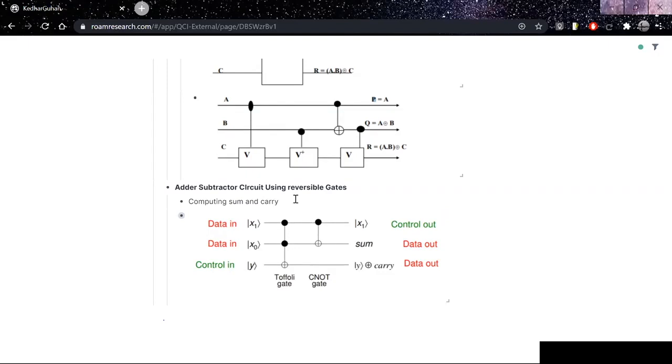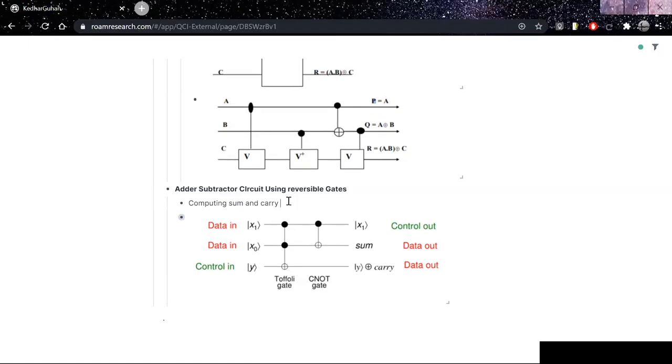I just want to end this session with this, but if you have any questions or if you're not understanding the circuit part, I can go through this.